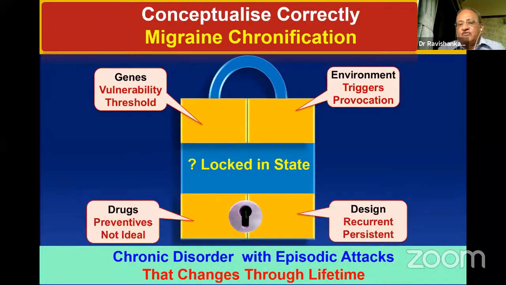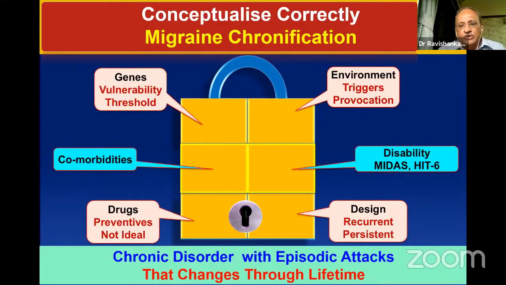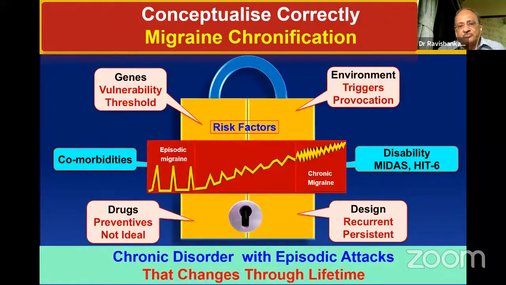Your drugs today are far from ideal. You don't have the perfect preventive drug as of now. And the natural history of migraine is such that only a small percentage of patients remit. A lot of them persist, some of them progress. So it's a situation of what I call a semi-locked-in state, where once a migrainer, always a migrainer. Based on comorbidities and risk factors, you have episodic migraine progressing to chronic migraine, and the disability levels assessed through MIDAS and HIT-6 show that migraine is a highly disabling, debilitating disorder.